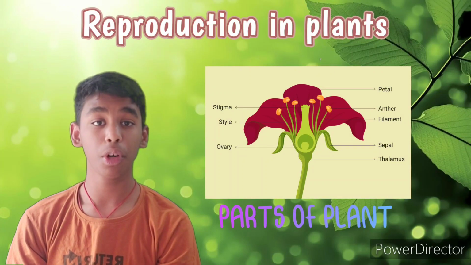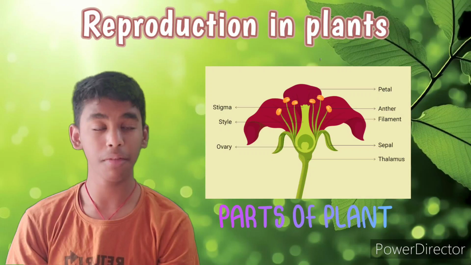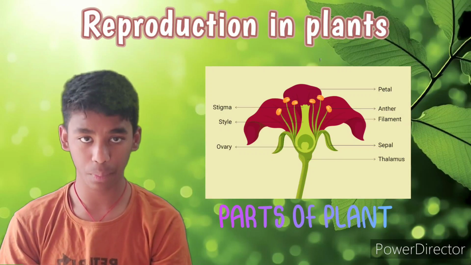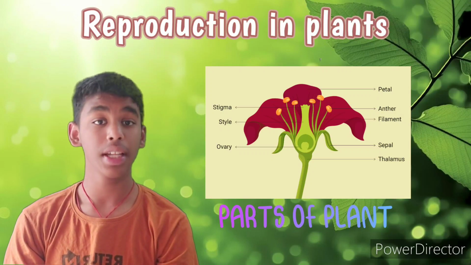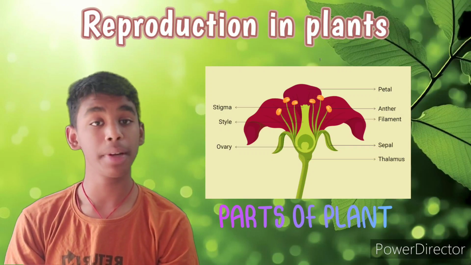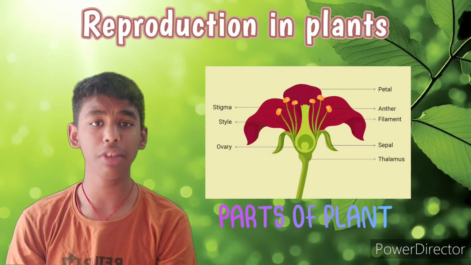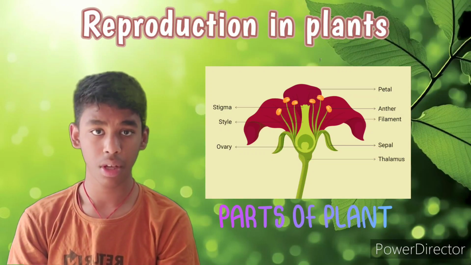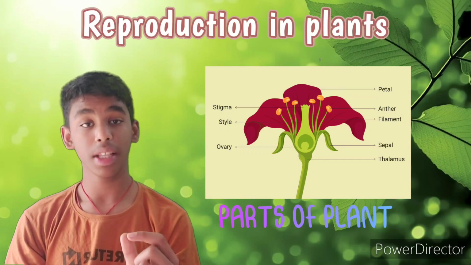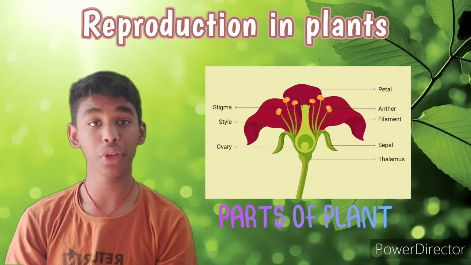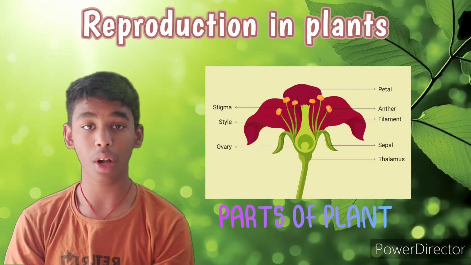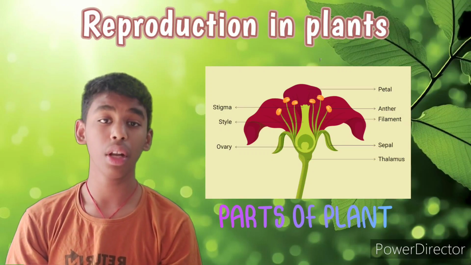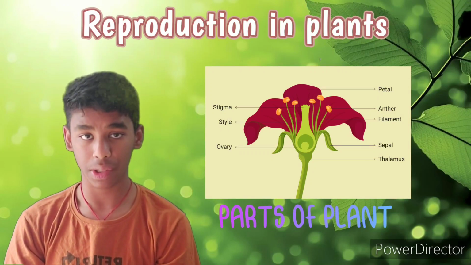The petals protect the male reproductive part and female reproductive part of the flower. So these petals also attract insects for pollination. These petals also have a distinct smell which the insects like. Okay, so in some flowers, the petals are fused at the bottom. So the part where the petals are fused is called the corolla. So the corolla is also a part of the flower.